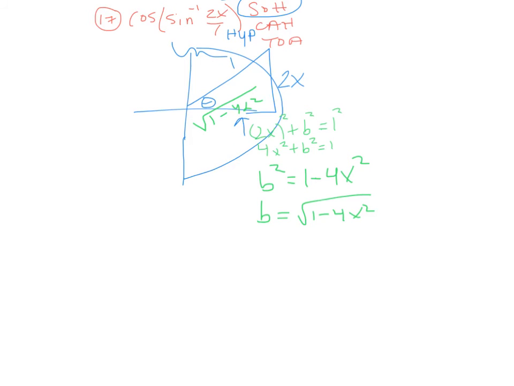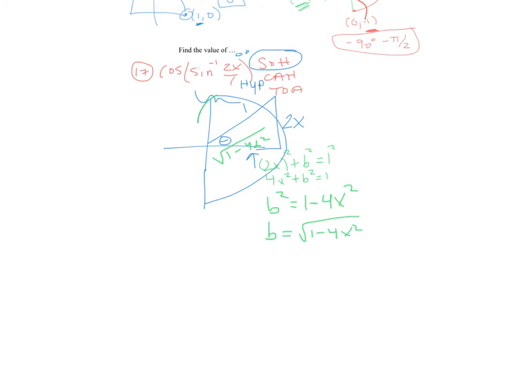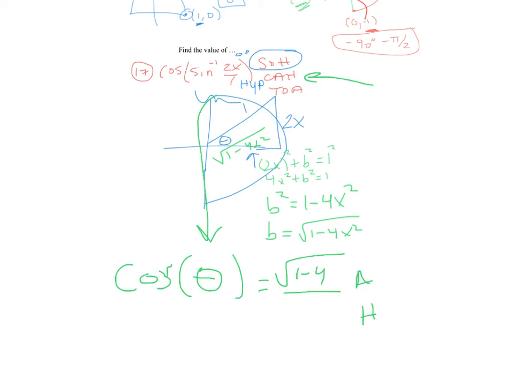So we do the Pythagorean theorem and we find out that that last side is 1 minus 4x squared. Sorry, the square root. Now I don't know the specific angle value, so I'm just going to call it theta because it's an angle. I have the triangle set up so that I can find the cos of that angle. Cos is adjacent over hypotenuse, so the adjacent side is the square root of 1 minus 4x squared over the hypotenuse of 1. So our final answer is the square root of 1 minus 4x squared.